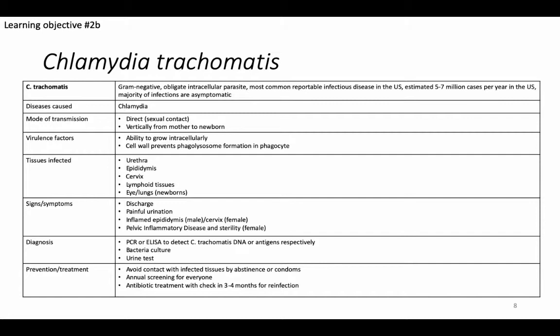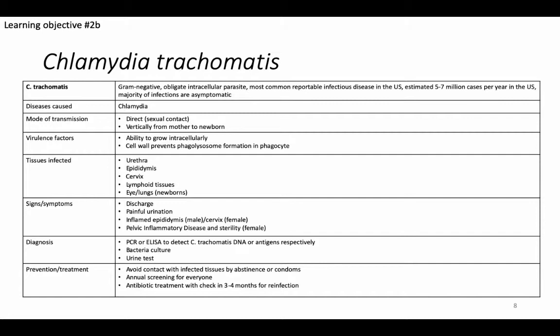It's estimated that there are 5 to 7 million new cases per year in the United States, and the majority of chlamydia infections are asymptomatic, similar to gonorrhea. It's transmitted directly by sexual contact or vertically from infected mother to newborn. It has an ability to grow intracellularly, which we'll look at a diagram of in a moment. It also can prevent formation of the phagolysosome in the phagocyte.